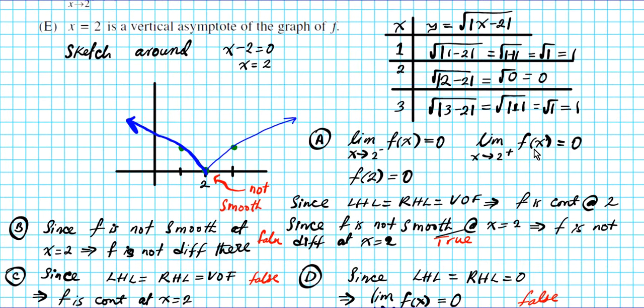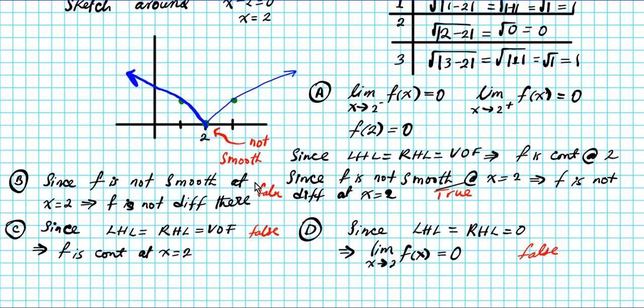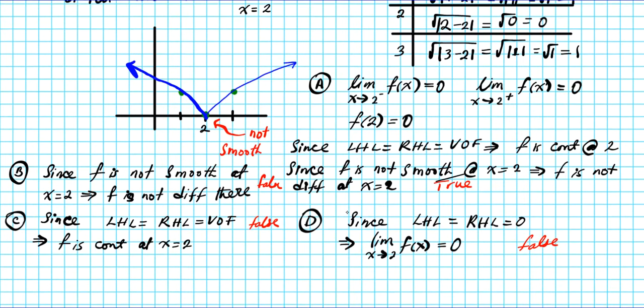Last one, option E. It says x equals 2 is a vertical asymptote of the graph of f. Now, what tells you that you have a vertical asymptote on a graph? You have a vertical asymptote on a graph when you have an infinite discontinuity. Either double-sided infinite discontinuity or one-sided. Okay, that's sufficient to conclude that you have an infinite discontinuity.